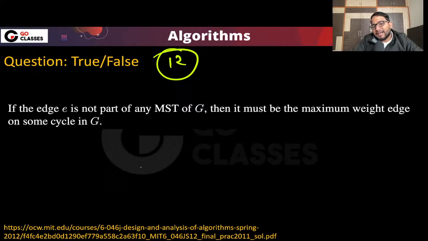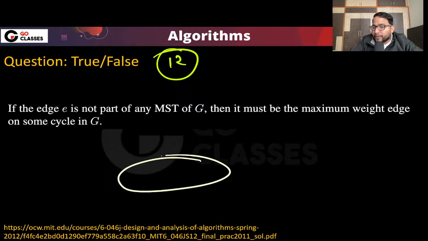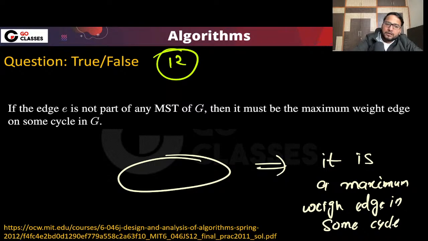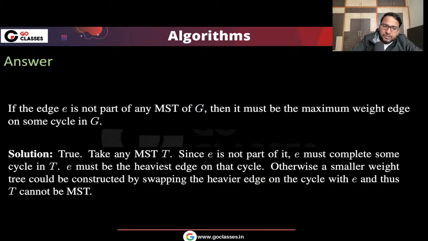So some edge is not a part of any MST because it is the heaviest or the maximum weight edge in some cycle, right? So that is why it is true, right? This is the cycle property.